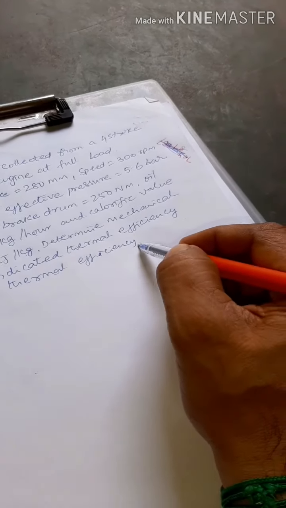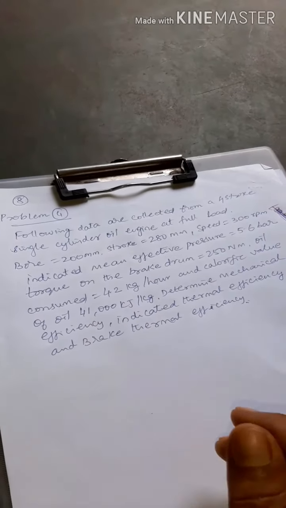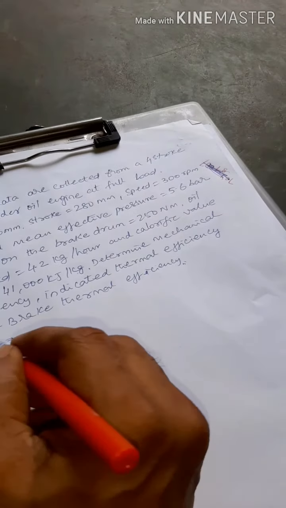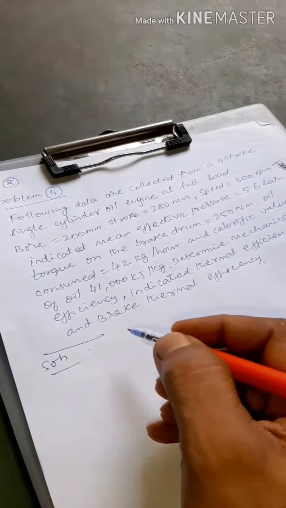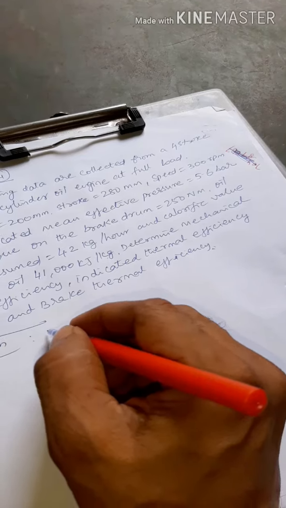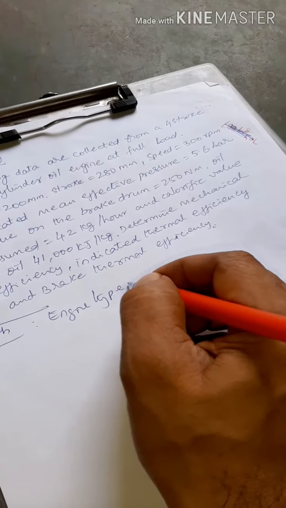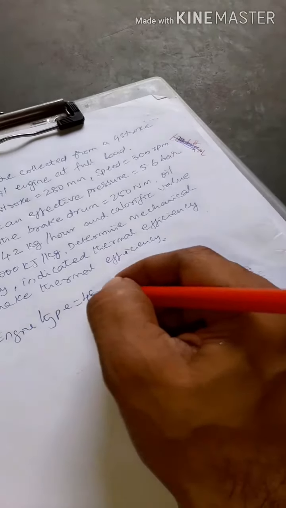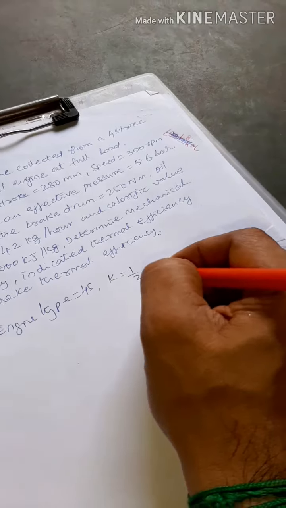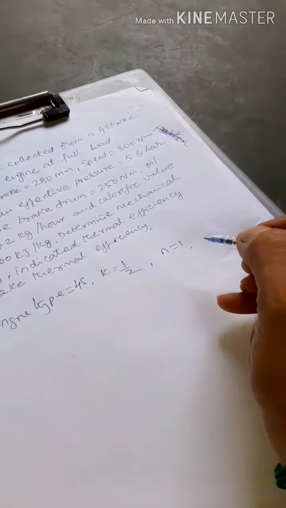It's a big problem. Generally they ask such problems in the examinations. So now we'll find all these parameters. First, solution. You have to write the engine type. This is a 4-stroke engine. Next, K value for this is K = 1/2. Single cylinder, so small n is equal to 1.